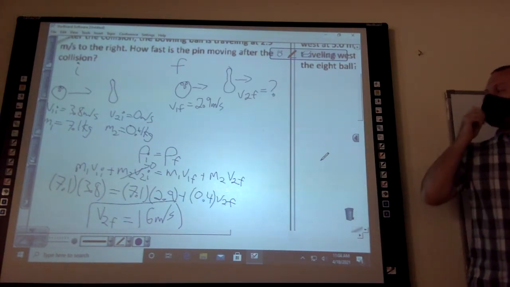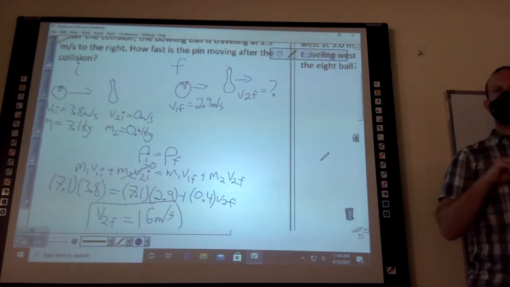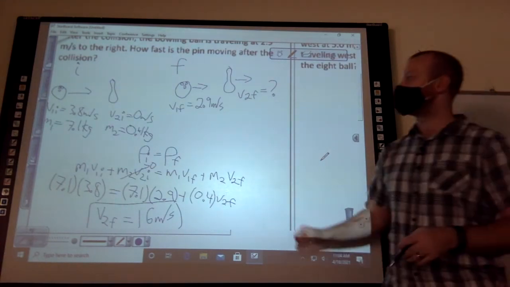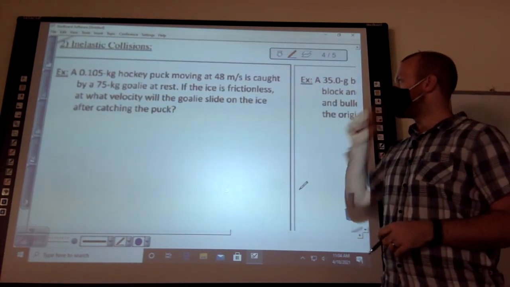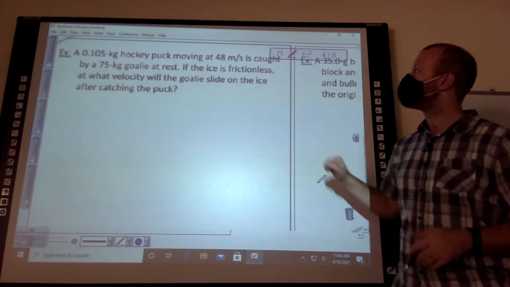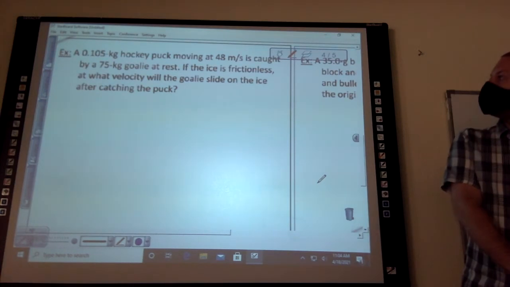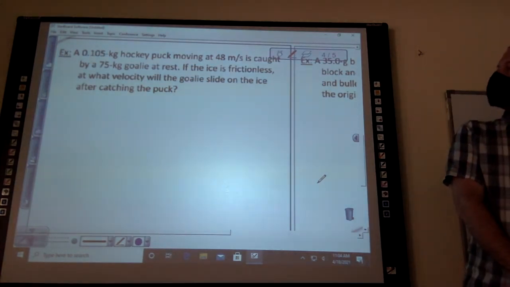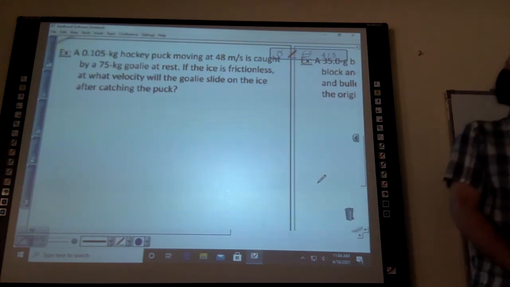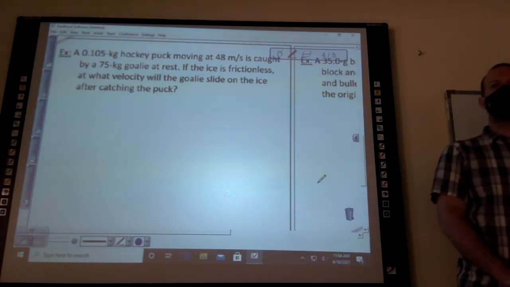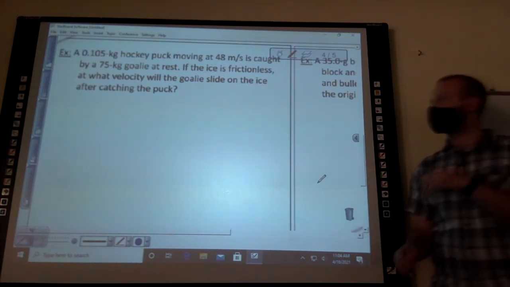Okay. So notice here, two objects hit, and they bounce apart. This is the first type of collision. Let's look at inelastic. So here we've got a hockey puck that is caught by a goalie. We want to know what the velocity of the goalie will be after catching the puck. So can you see how, in this case, the two objects stick together? The puck is coming this way, the goalie catches it and holds onto it.